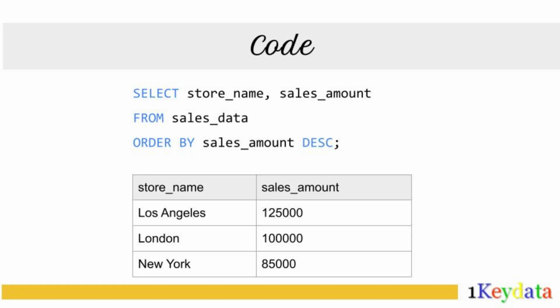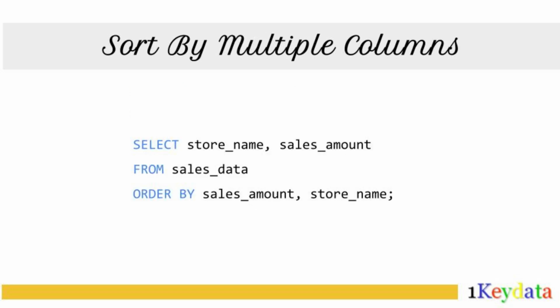You can even sort by multiple columns. Here, the data will be sorted by sales amount first, and if there's a tie, it will sort by store name alphabetically. Now that you know how to sort data with ORDER BY, try it in your next query.